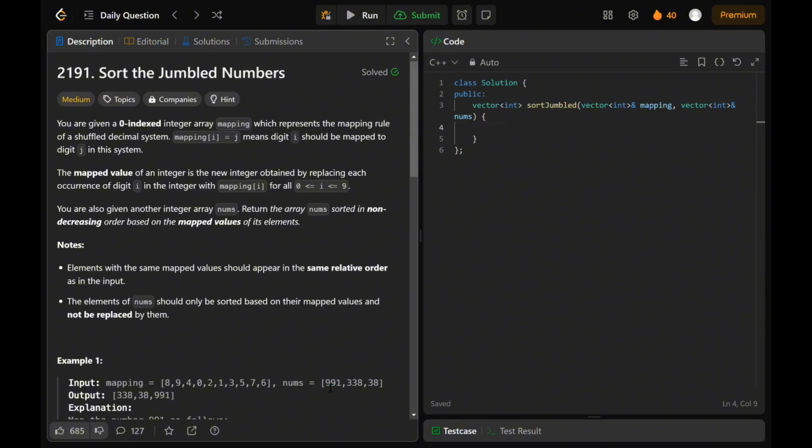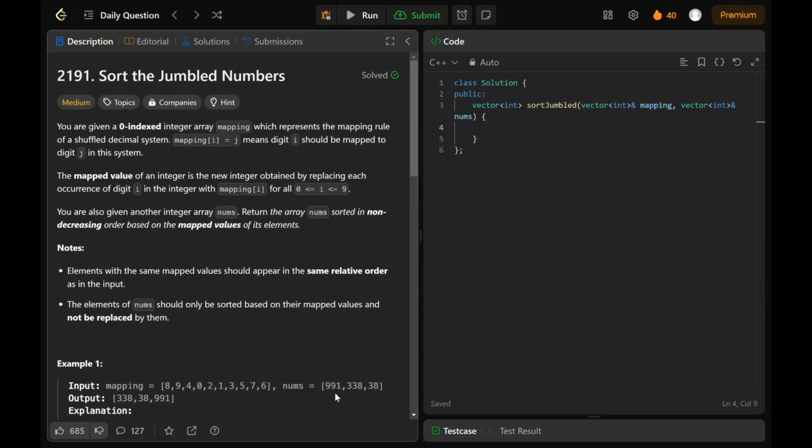For this example, this 9 will be mapped as what is at the ninth index. So 0, 1, 2, 3, 4, 5, 6, 7, 8, 9. At the ninth index, the value is 6. So this 9 will be mapped as 6. This 9 will again be mapped as 6, and this one will be mapped as 9, as the value at the first index is 9. So the mapping of this 991 will be 669.